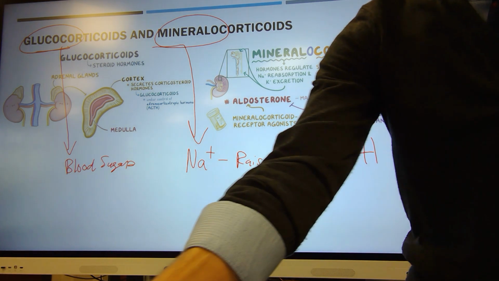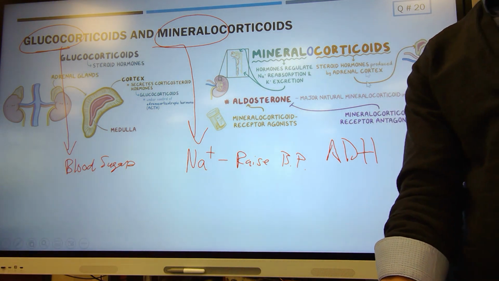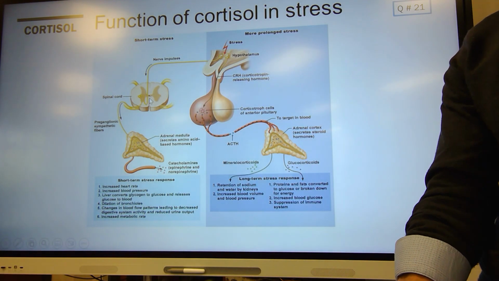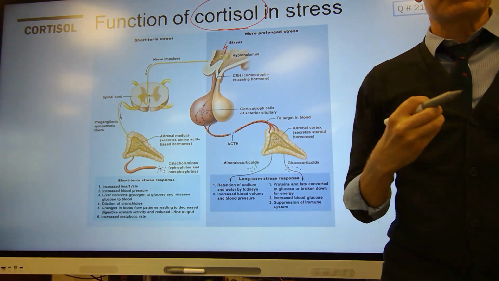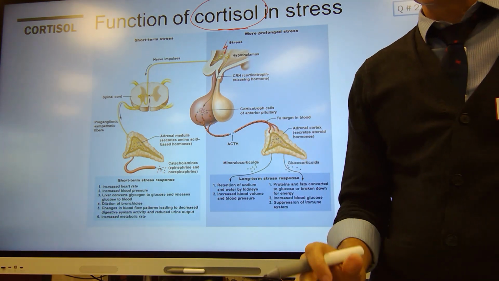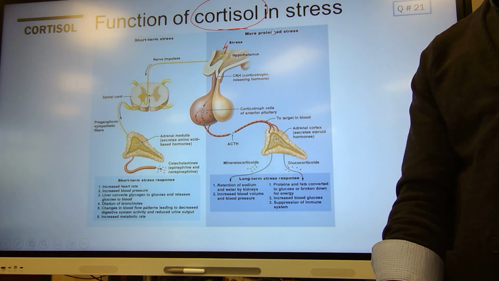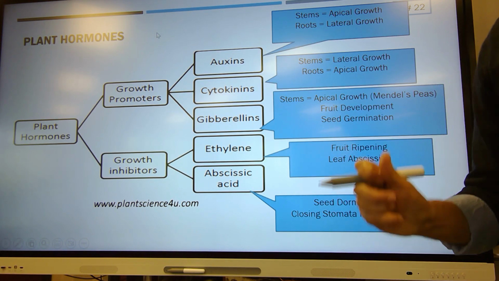Long-term exposure to the mineralocorticoids and the glucocorticoids, especially cortisol, can suppress your immune system, which is why you can get stressed. You can get stress sick, or sick from when you're stressed. All right, plant hormones.